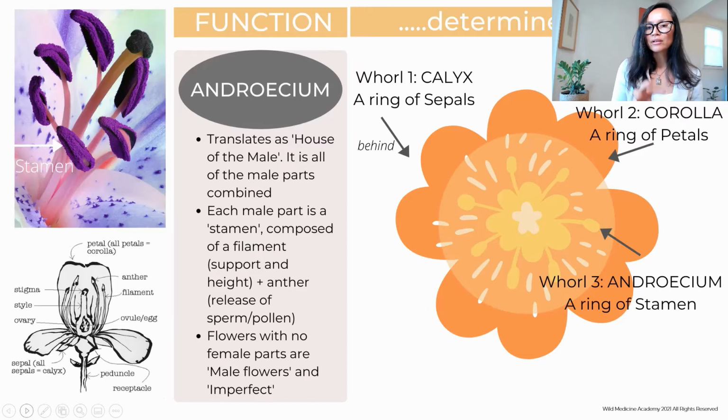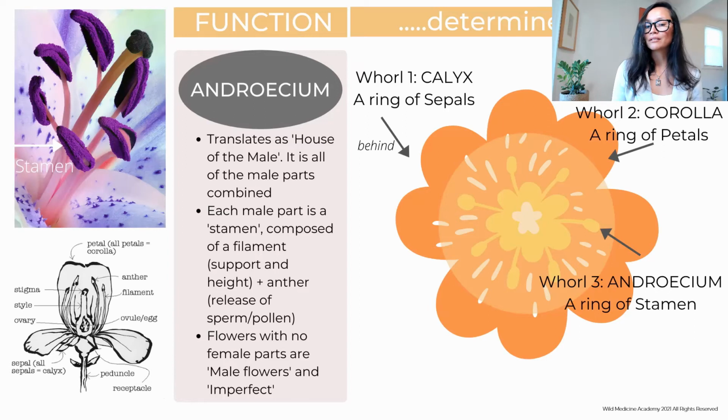And the Andrecium is comprised of many stamen. You can see an example of a stamen up here on the left, but the stamen is not just that bright purple pad that you can see there. The stamen is actually a long stalk called a filament, which is attached to the landing pad there, which is the anther. The role of the Andrecium is to produce and release the sperm of the flower.